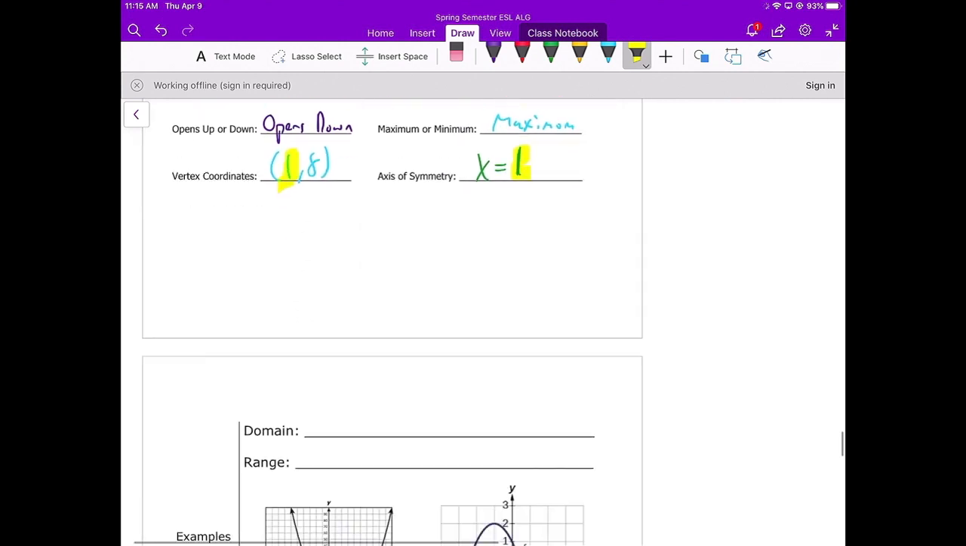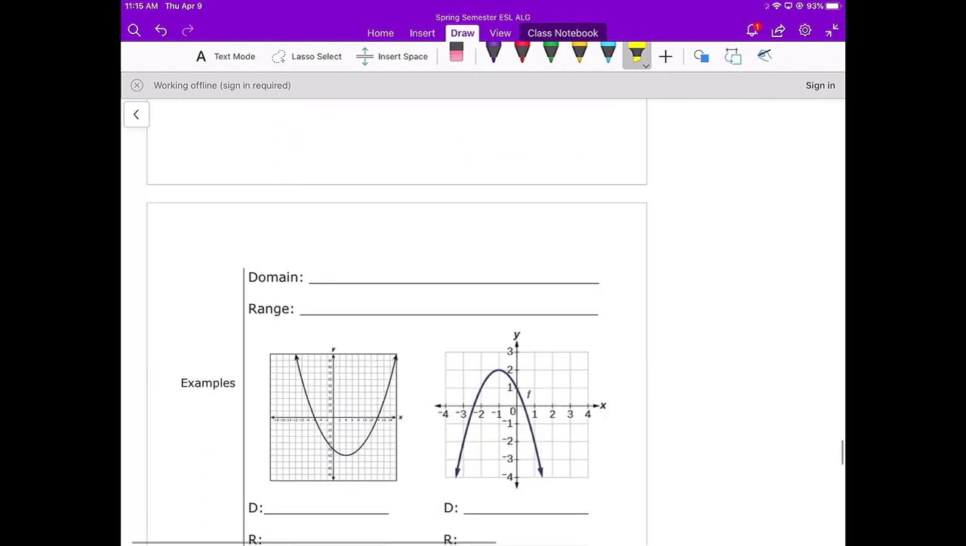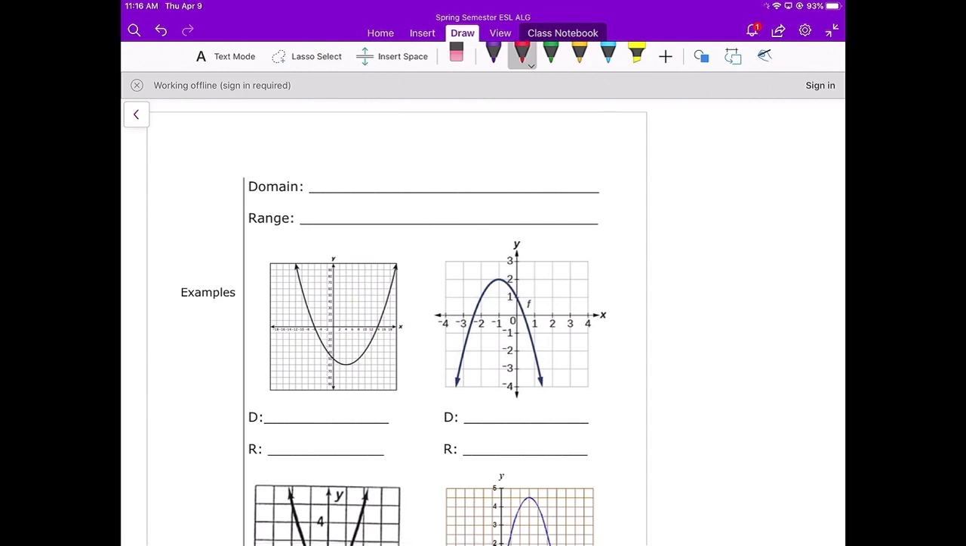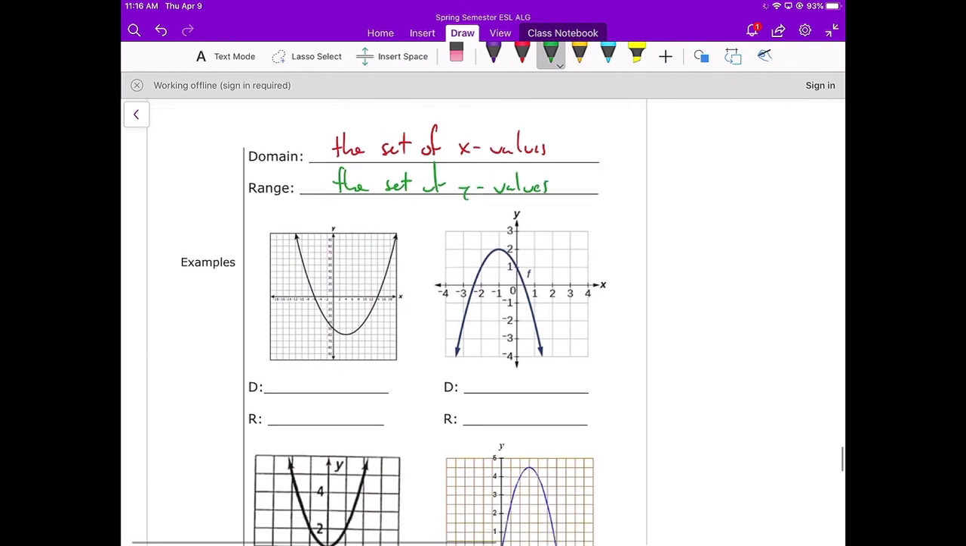All right, moving on to domain and range. I'm going to wrap this up pretty quickly here. We're familiar with domain and range. Domain is the set of all your x values. And range is the set of y values. So domain is all your x's and range is all your y's.